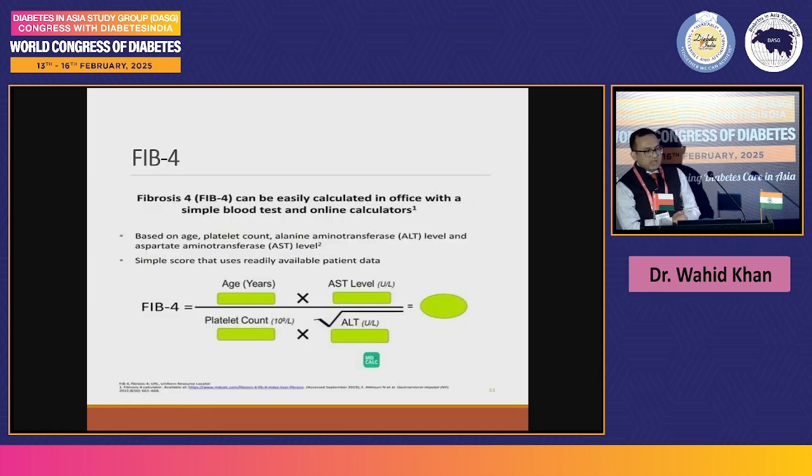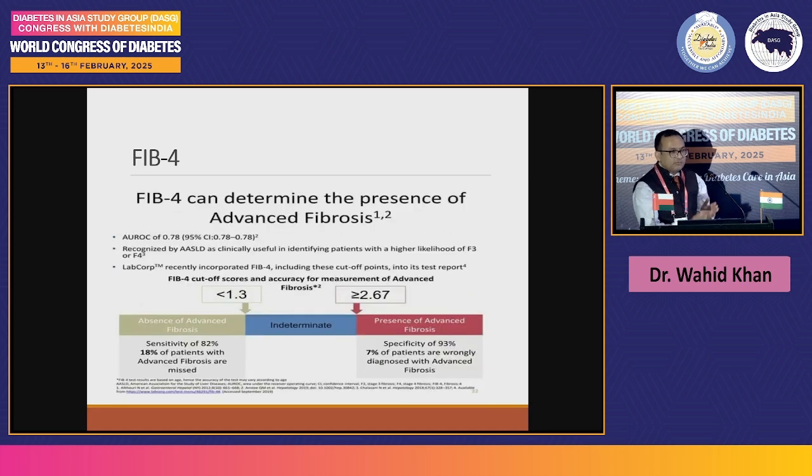FIB-4 is the fibrosis 4 score, which we can calculate in our clinical settings, and it is all available online. Age, AST levels, ALT levels, and platelet count are taken into consideration. A threshold value of less than 1.3 is 82% sensitive to exclude fibrosis in such patients. Similarly, a value of 2.67 and above is 93% specific to label a patient as having advanced fibrosis, and it should warrant a hepatologist referral for further evaluation of such disease.